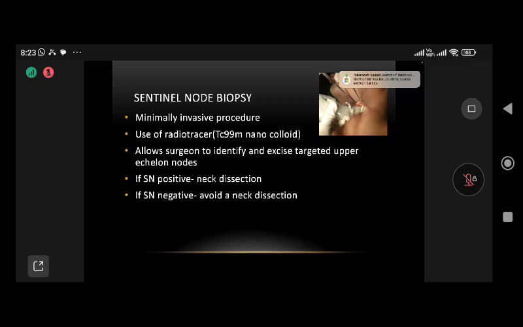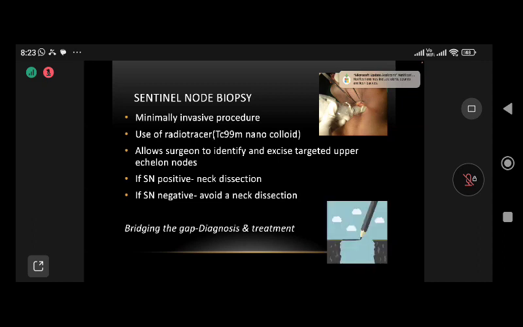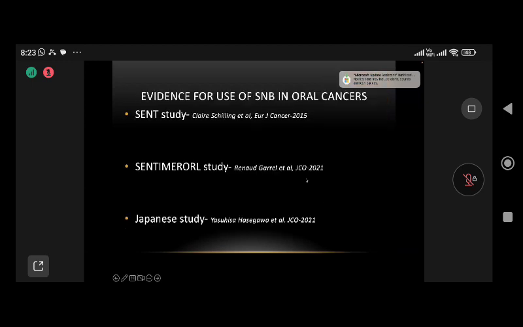But if the sentinel node is negative, you can avoid a neck dissection. It is something like bridging a gap between diagnosis and treatment, and sentinel node biopsy is now being used more and more often. Now, the evidence for the use of sentinel node biopsy comes from these three studies.